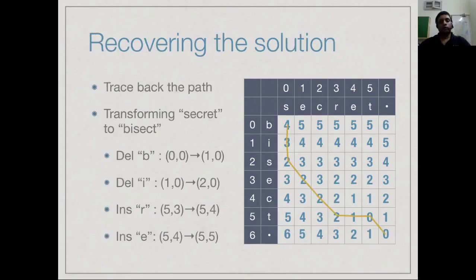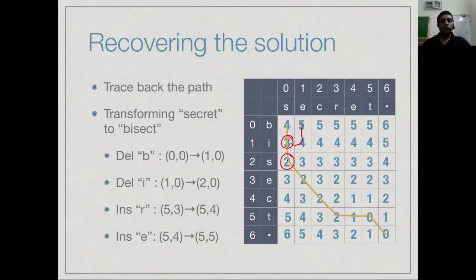And as before, now the question is, how do I recover the solution from this? So I follow the path. Right? So why did I get a 4 there? Because it's the minimum of its 3 numbers. B is not equal to S. What is the minimum of these 3? It's 3. So I went down. Similarly, why is this 3 here? Because it's the minimum of these, so I went down.